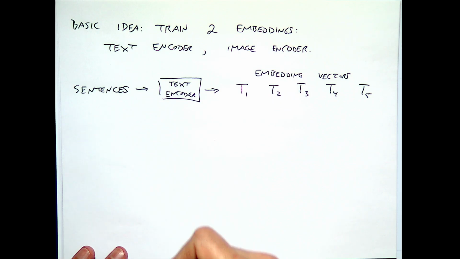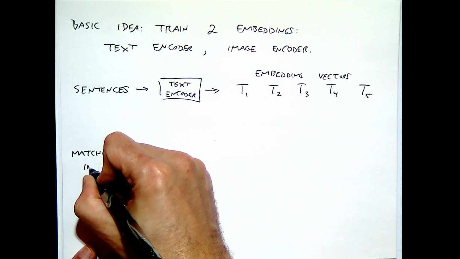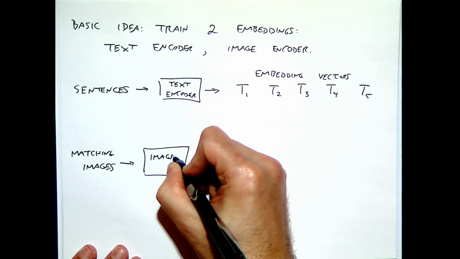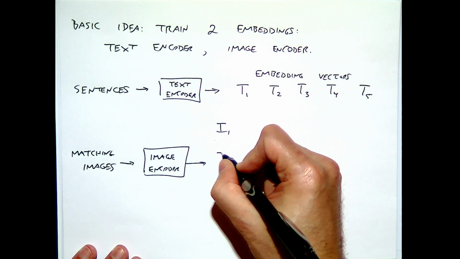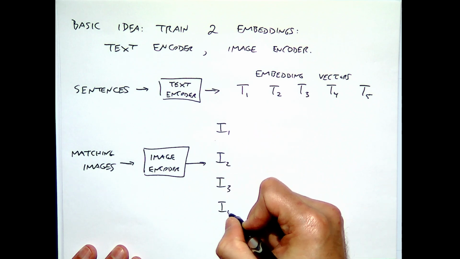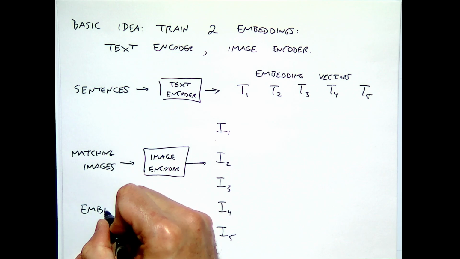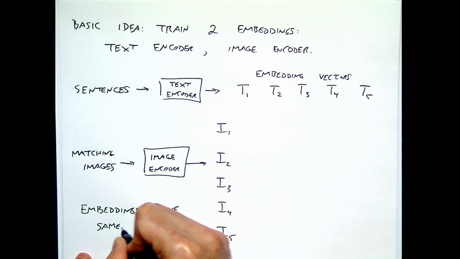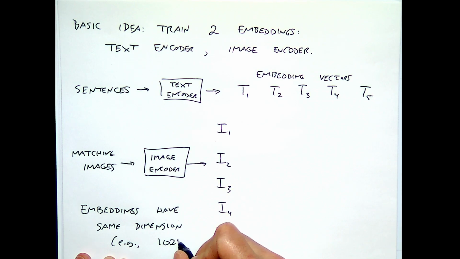And then I could take the matching images and I could put these through an image encoder that I'm going to learn. And that produces 5 image embedding vectors. And it's important that these embeddings be the same dimension. For example, a common number is 1024, okay?